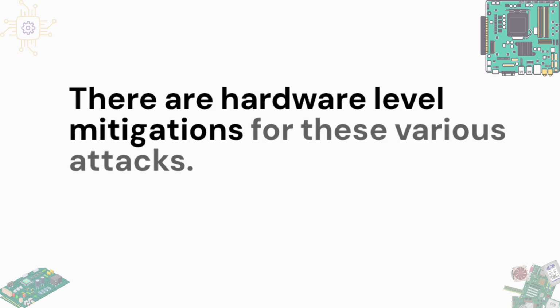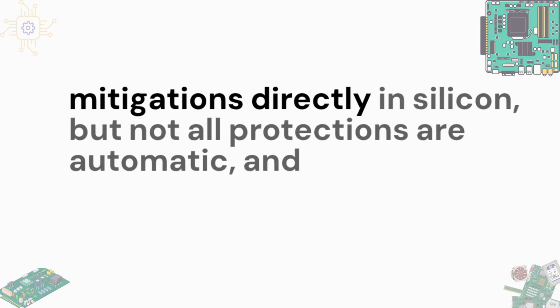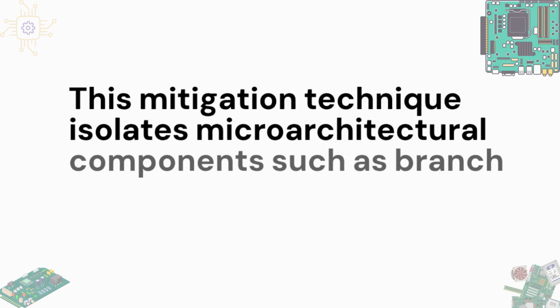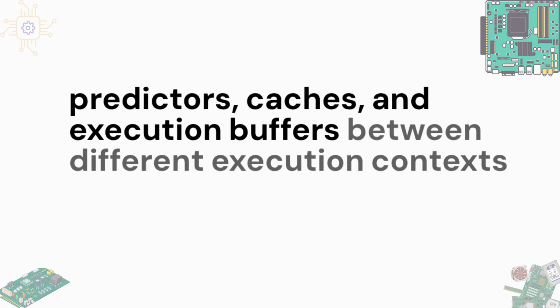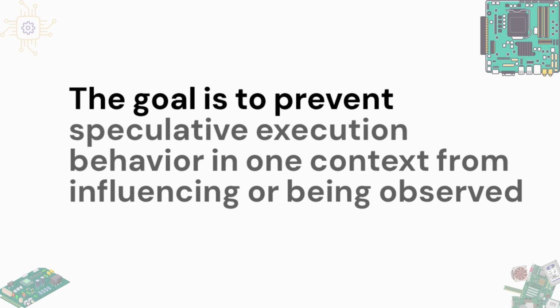There are hardware-level mitigations for these various attacks we've been discussing that out-of-order execution enables. Modern CPUs implement some mitigations directly in silicon, but not all protections are automatic, and many do require software support. First, partitioning speculative paths. This mitigation technique isolates microarchitectural components, such as branch predictors, caches, and execution buffers, between different execution contexts, like user processes, kernel code, threads, or virtual machines. The goal is to prevent speculative execution behavior in one context from influencing or being observed by another.